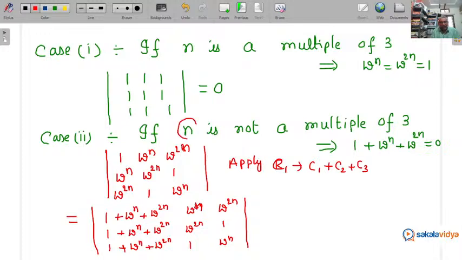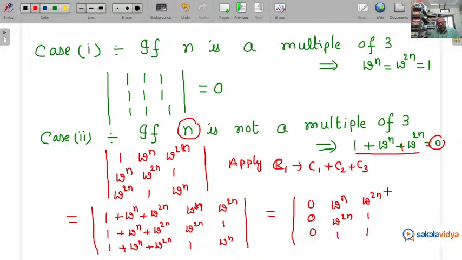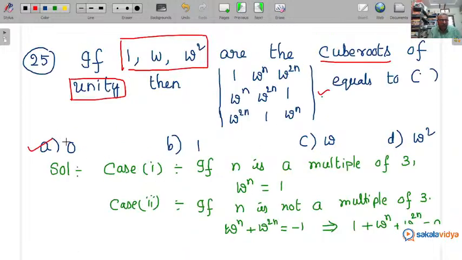As n is not a multiple of 3, 1 plus omega to the power of n plus omega to the power of 2n is always 0. So that means the first column becomes zeros, all the elements are zeros. If all the elements of any row or any column are zeros, the determinant becomes 0. So in both cases the answer is 0. Go back. So the answer is A. Option A is the right option.